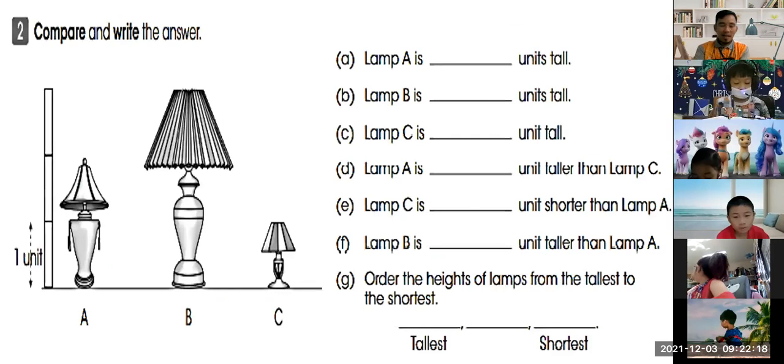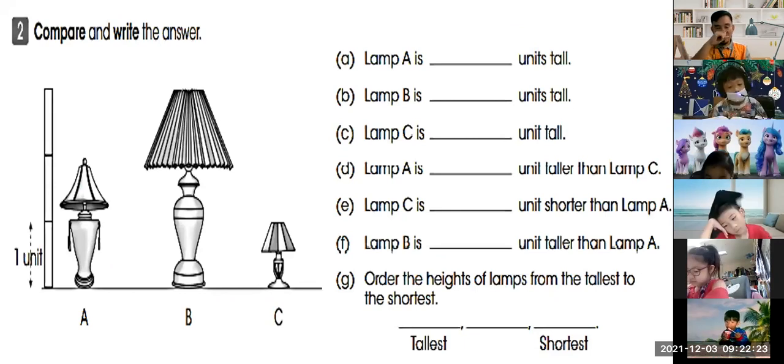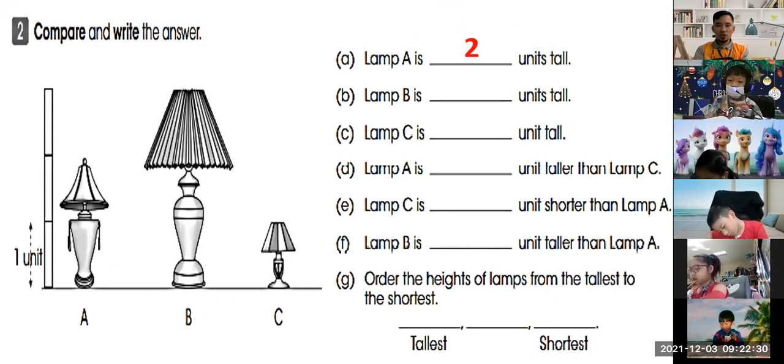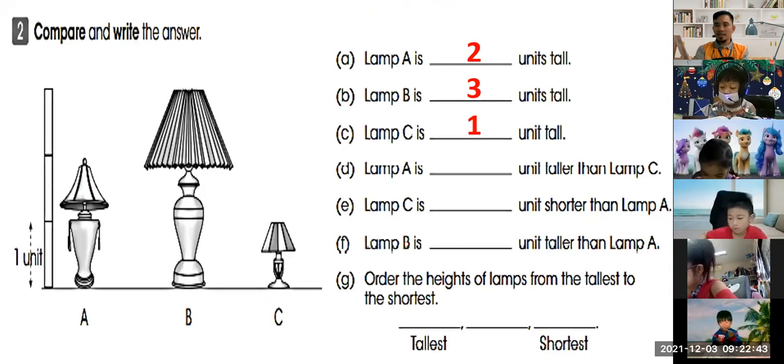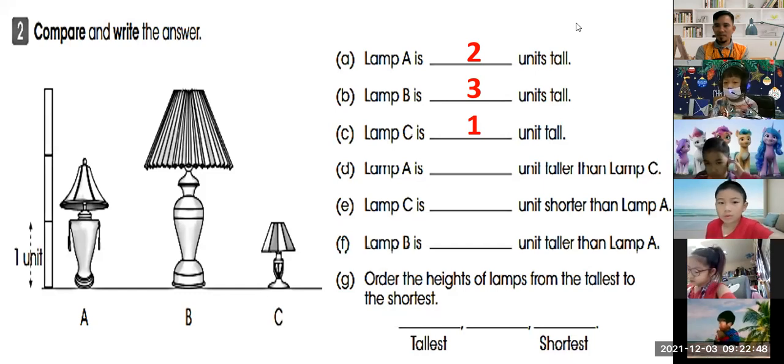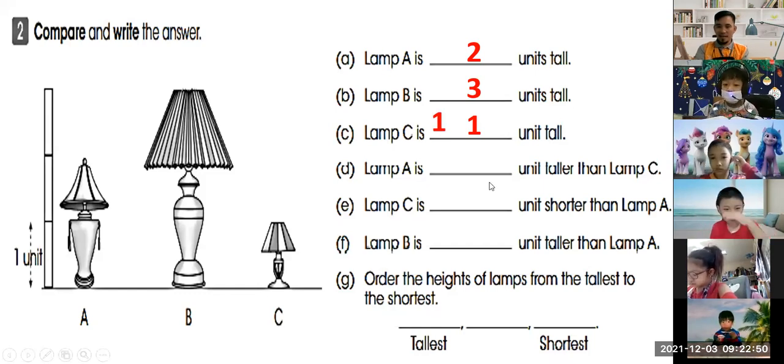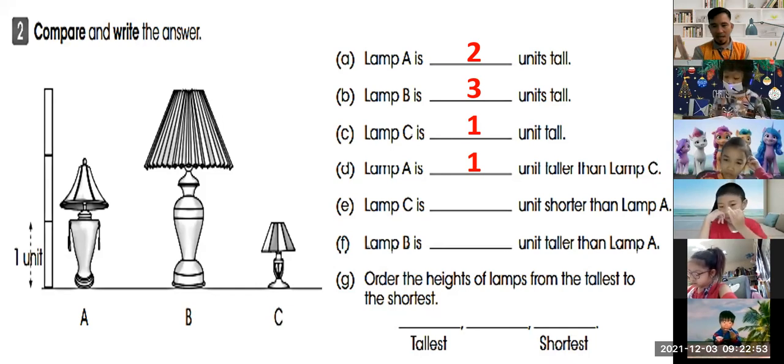Now here, the lamp. We will compare the lamp. Before we compare, let us first measure the height, or the number of units, of each lamp. Lamp A is equal to 2 units. Lamp B, 3. Lamp C, 1. Very good. Now lamp A is blank units taller than lamp C. How many units? 1. Lamp C is how many units shorter than lamp A?